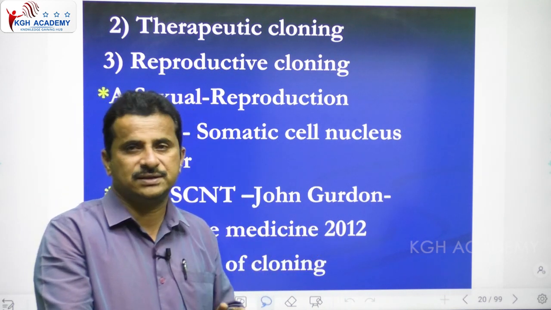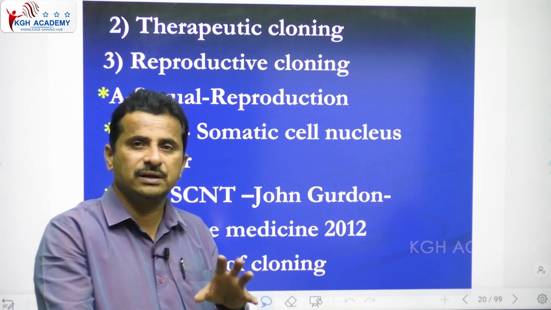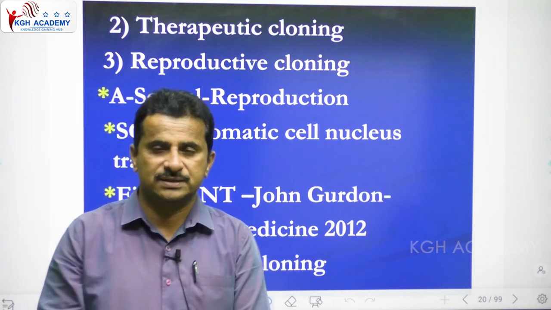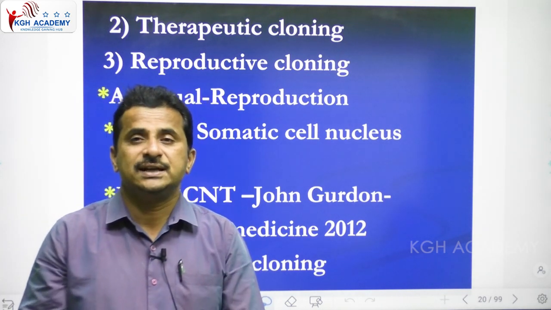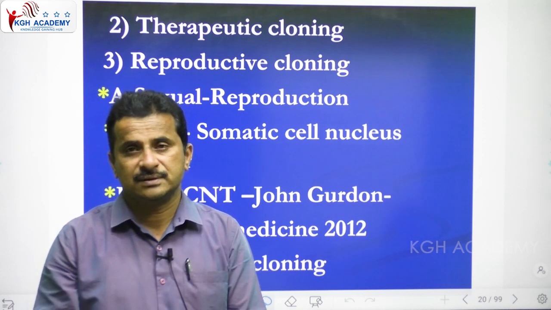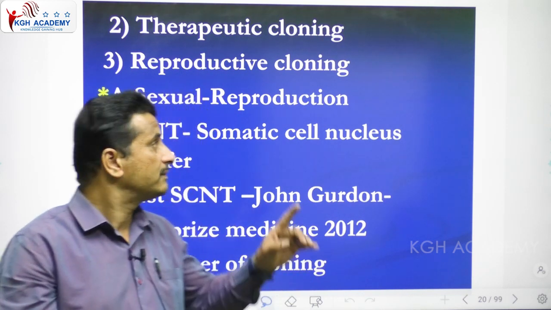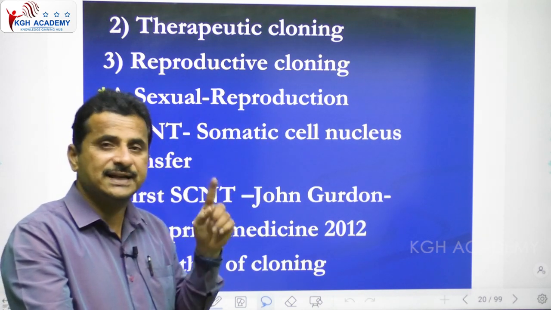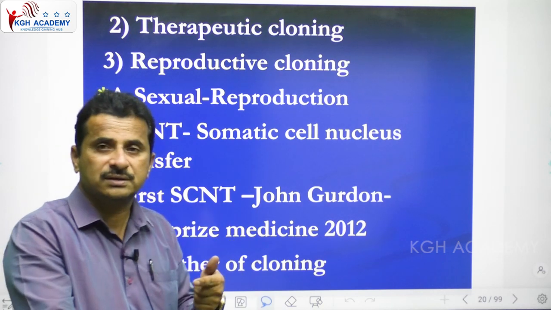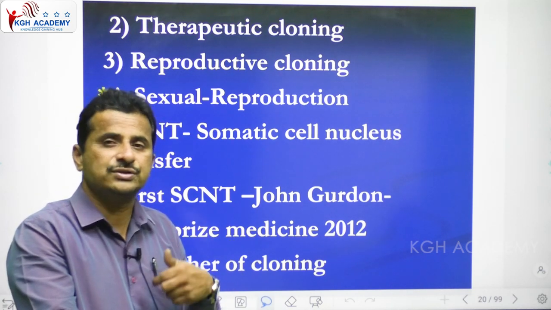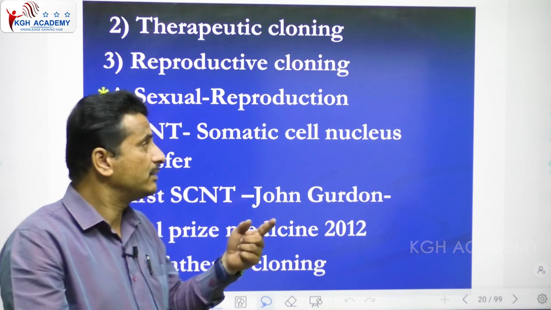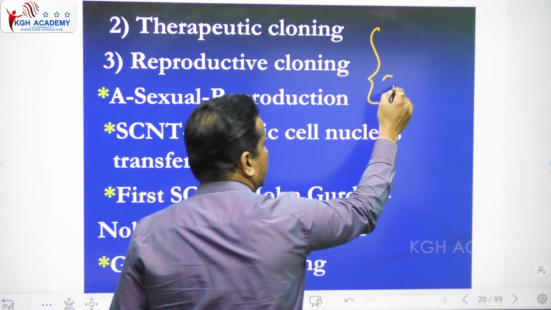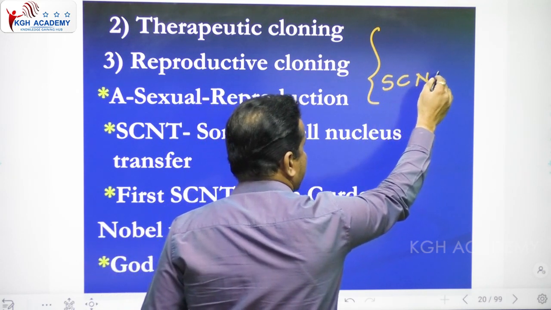Next, very important, the real cloning is therapeutic cloning or reproductive cloning. Cloning experiments, particularly SCNT, somatic cell nuclear transfer. SCNT experiment for therapy treatment is called therapeutic cloning. SCNT experiments for reproduction, to continue the next generation by producing another animal, is called reproductive cloning. These two, therapeutic cloning and reproductive cloning, totally depend upon a technique called SCNT.